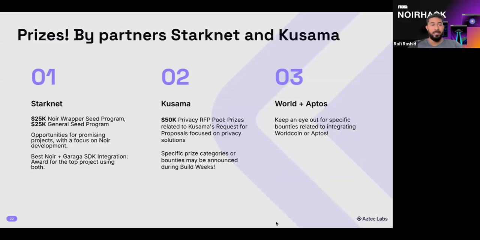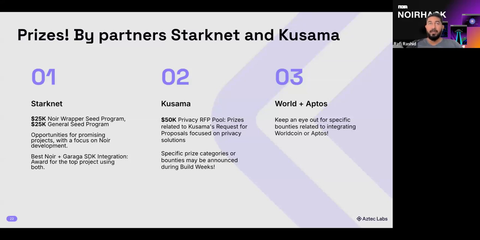And then we also have prizes from the partners. We have StarkNet, who's offering significant opportunities. They're offering a 25K Noir wrapper seed program, specifically for building with Noir. They're encouraging folks to build with Noir and Garga and deploy on StarkNet. They also have their general seed program, where they're still interested in privacy use cases.